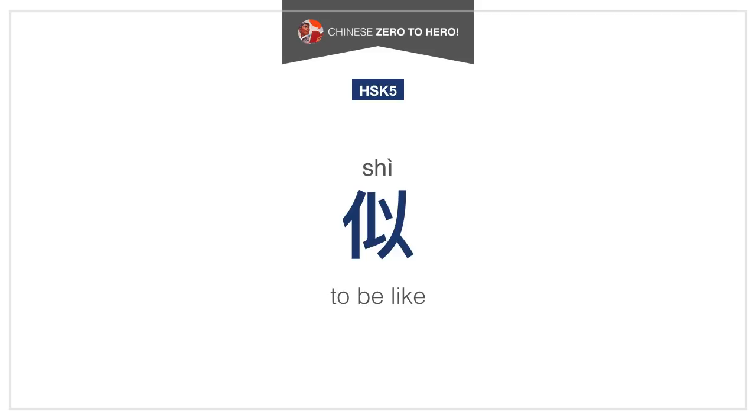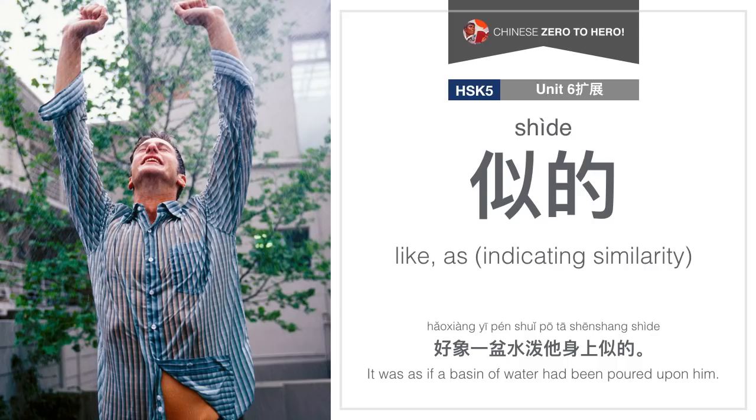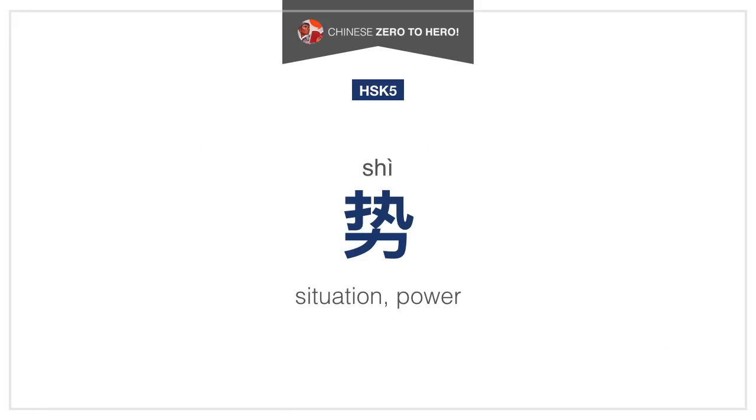Most of the time, this character is pronounced as 似, S-I, 似, with the exception of 似的. And 似的, which we learned in HSK 5, Unit 6, means like or as. 好像一盆水泼在他身上似的. It was as if a basin of water had been poured upon him. And often people pronounce this as 似的 as well. 好像一盆水泼在他身上似的. And 势, written like this, means situation or power.